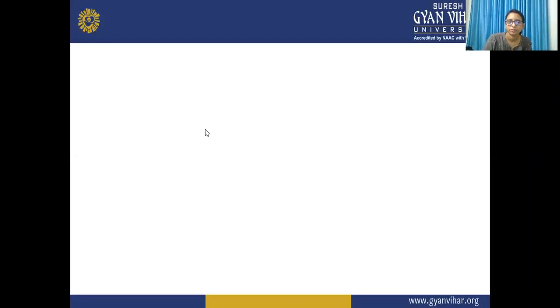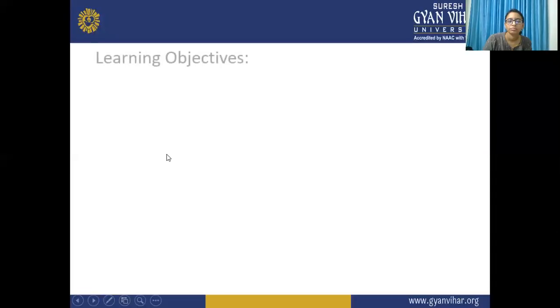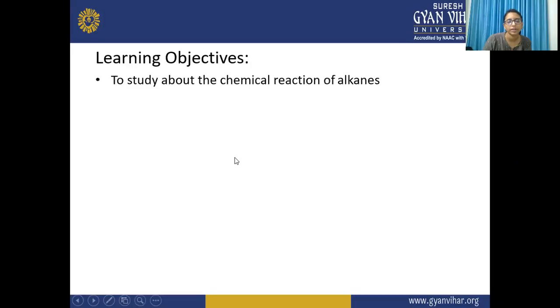Hello everyone. So today's learning topic is alkane and conjugated dienes. The learning objective is to study the chemical reactions of alkane: how the alkane will give a chemical reaction, how it will react with other substituents, and how it will give a new product.